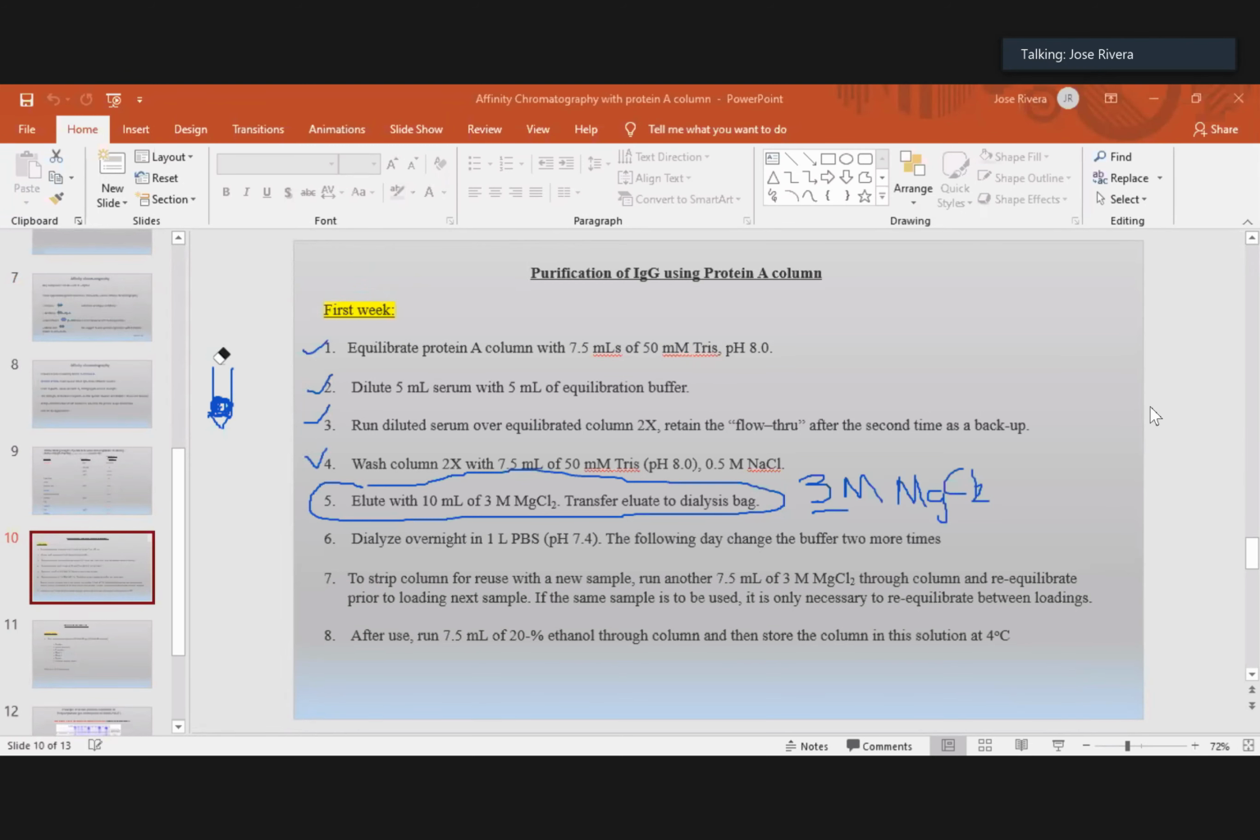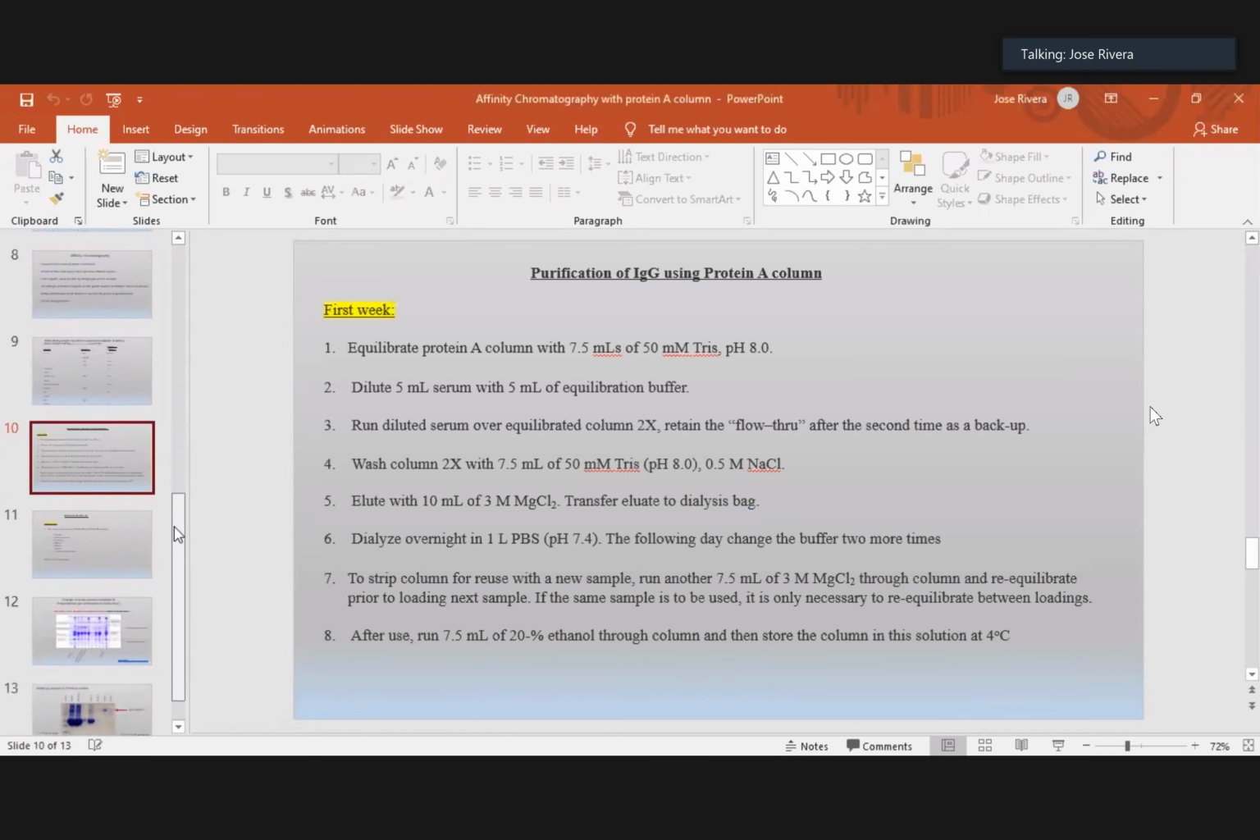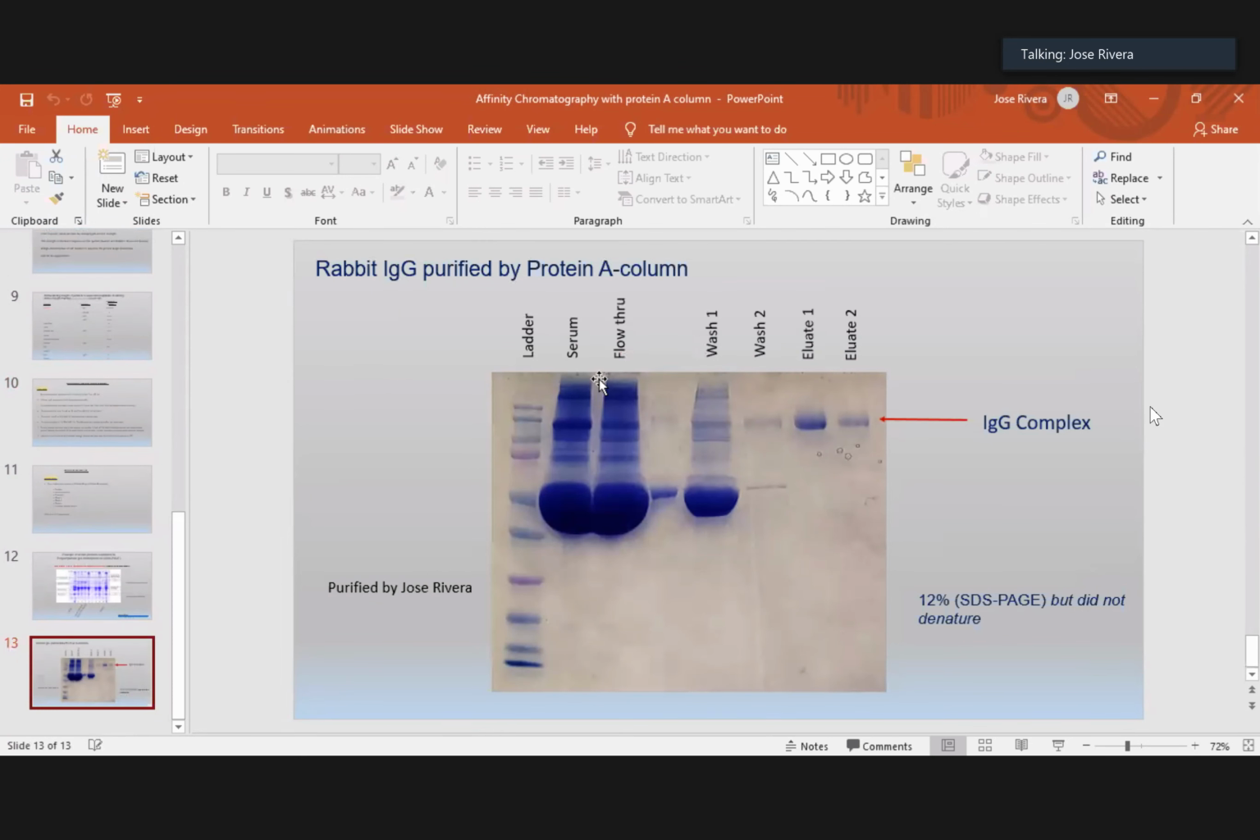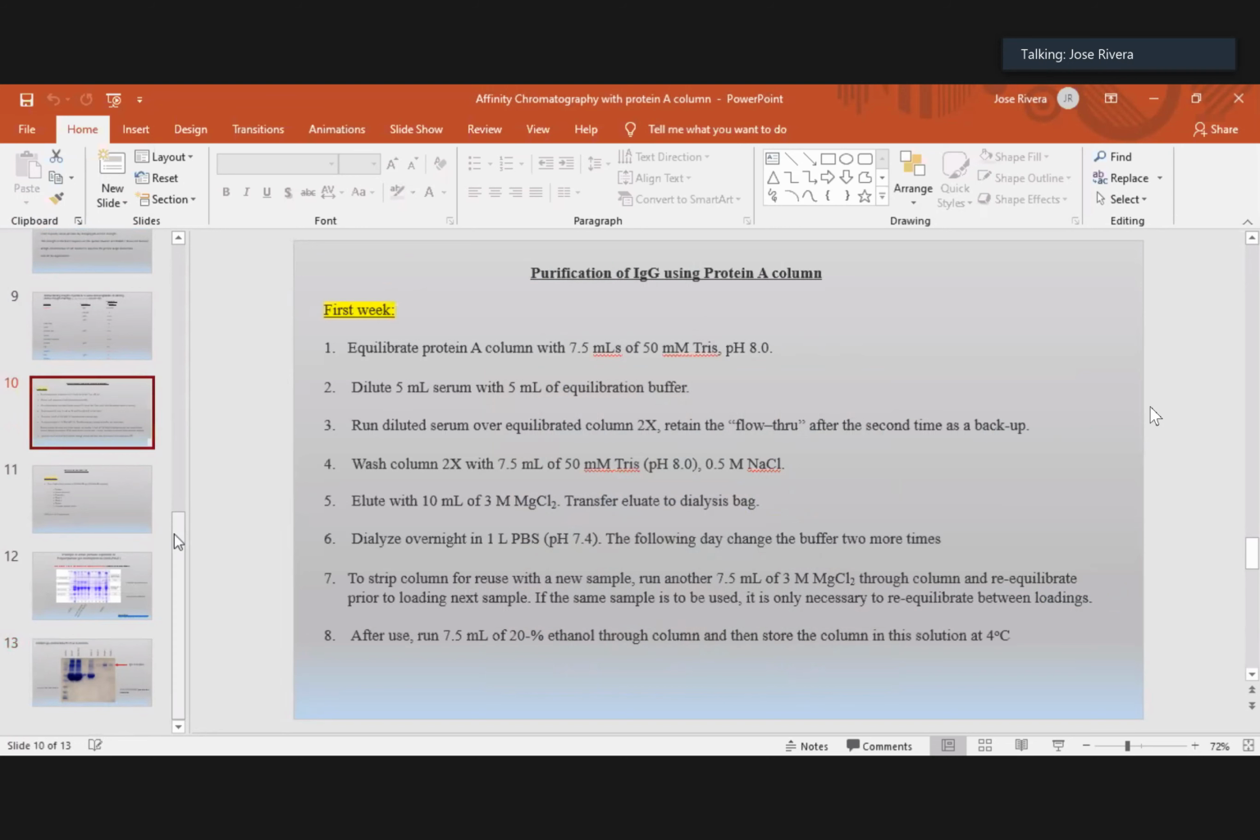So I'm hoping that we go back to the lab, we get to purify some IgG in one of these animals that we have. So I'll go over this later. So these are the examples of results that we got last year. So this is rabbit IgG purified. And so I'll go over these. Also, I did this myself. So I purified this myself. Okay, so are there any questions right now?